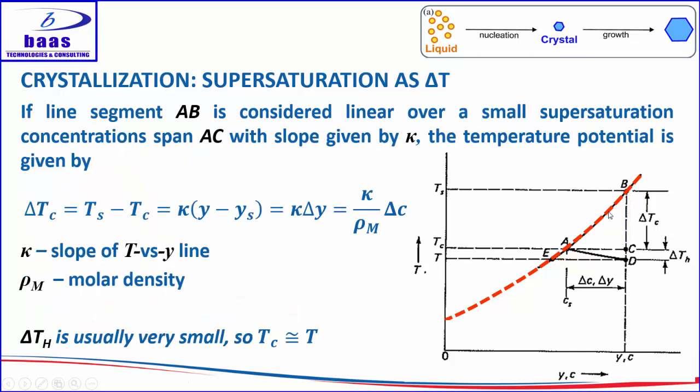If line segment AB is considered to be linear with slope kappa over a small concentration span, the temperature potential can be derived to be the expression given over here, where kappa is the slope of the line segment AB and rho m is the molar density. As we have indicated, delta TH is usually very small, and therefore we can assume Tc to be equal to T.